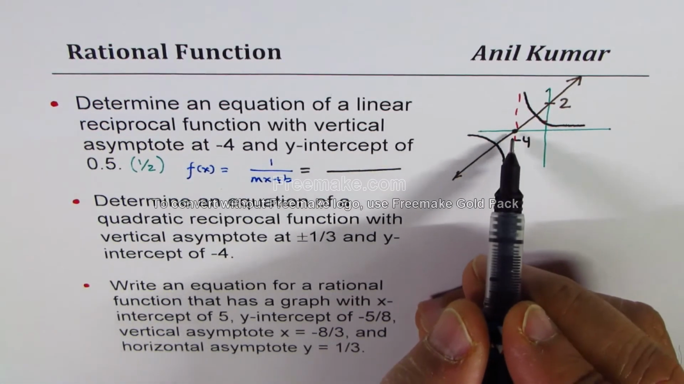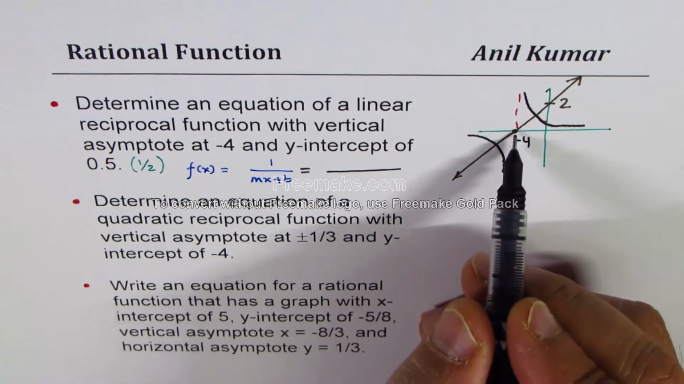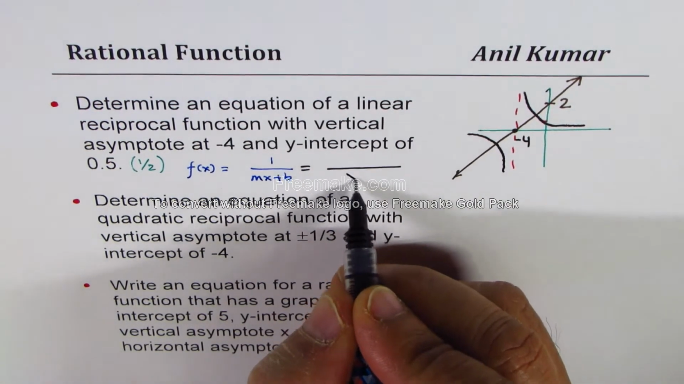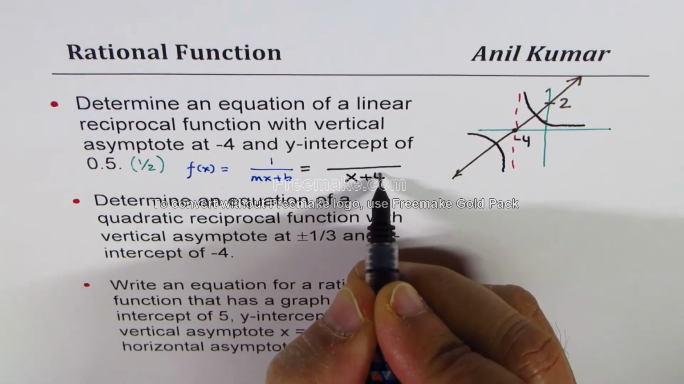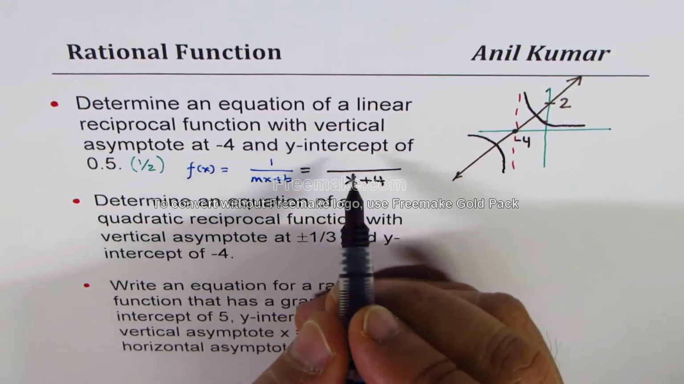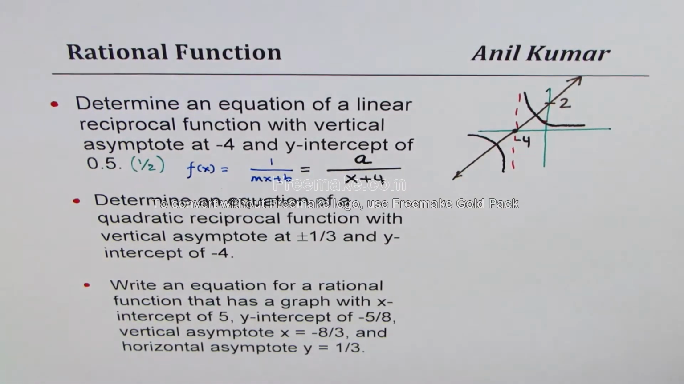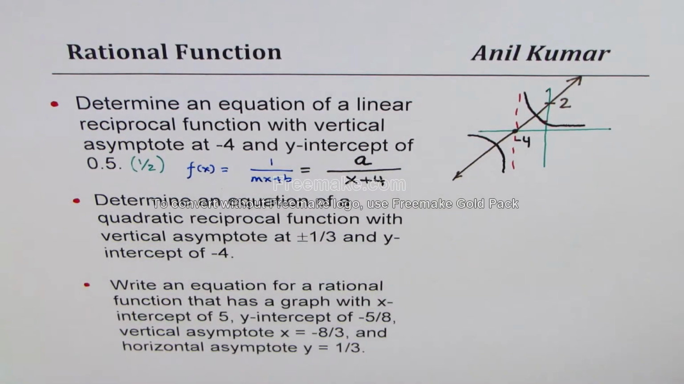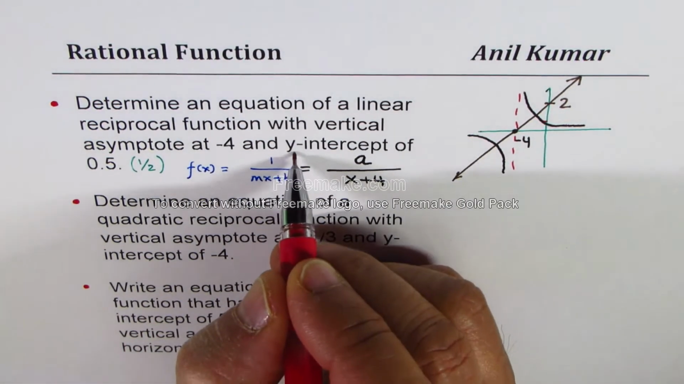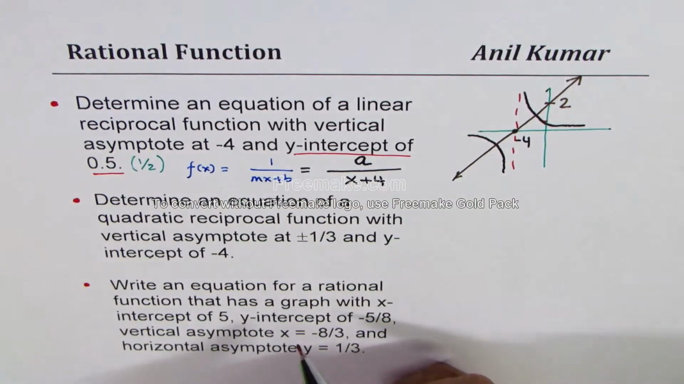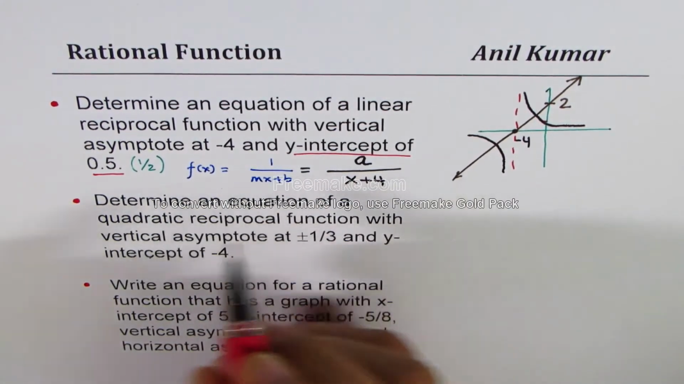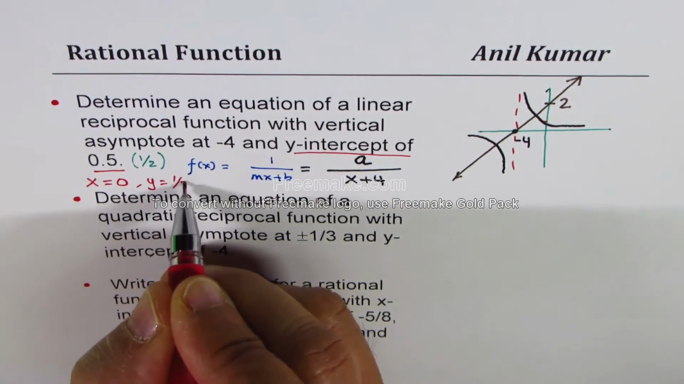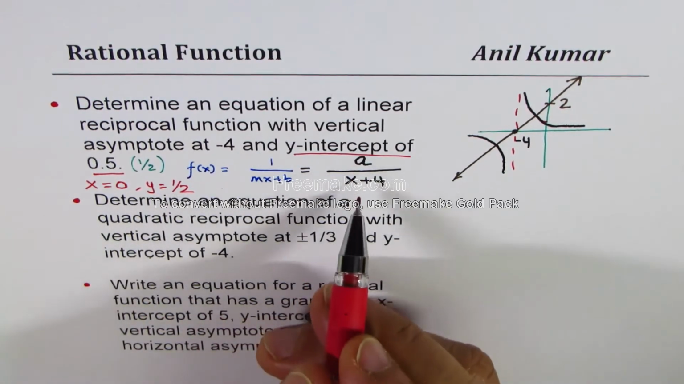Okay. From this 0, what do you get? From this 0, you get that we have an x-intercept here at -4. So we have a factor x + 4 in the denominator, right? We don't know what is there in the numerator, so I'll put a for the time being. To find the value of a, I will use the second condition, which is y-intercept of 0.5. Y-intercept really means when x equals 0, then y equals half. This is what I want. When x equals 0, y equals half.